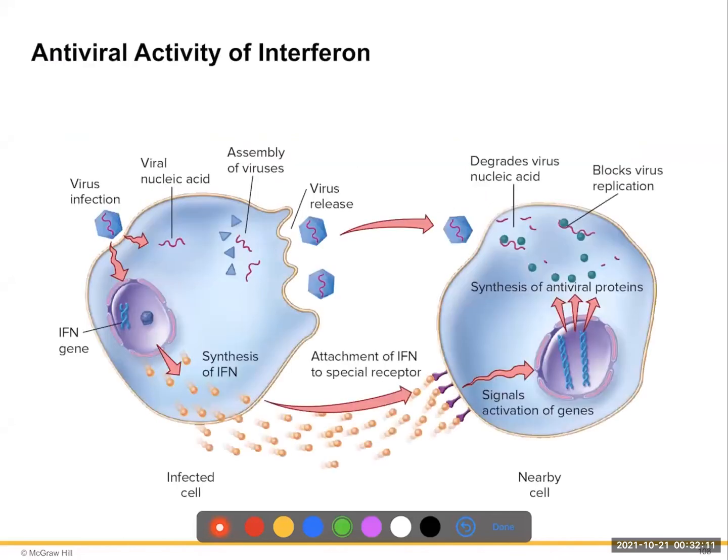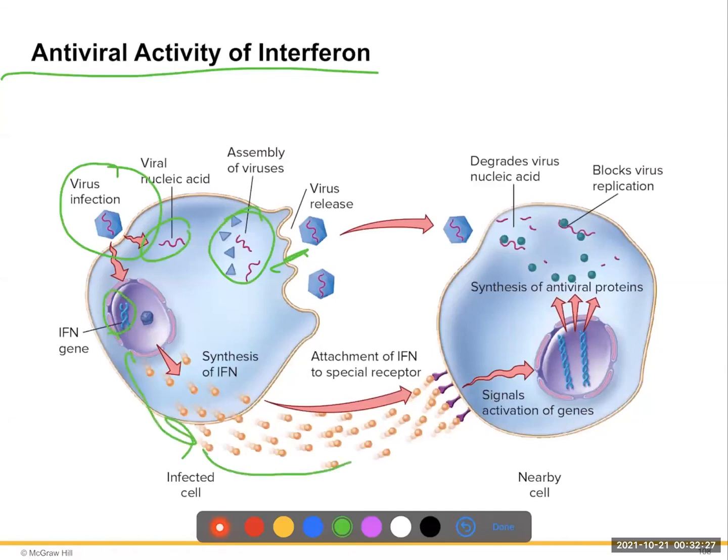Okay. So here's your antiviral activity of interferon. This is your viral infection, comes in. Here's your virus, and it puts the virus together and makes new viruses. That's how it works. Now, the viruses are marked. The interferon gene is here. You get synthesis of interferon. This interferon transfers to the next cell through these receptors, and this signals the activation of certain genes. These genes come up here and stop the assembly of the viruses. So it blocks virus replication, and no viruses leave the next cell. That's how interferon works.